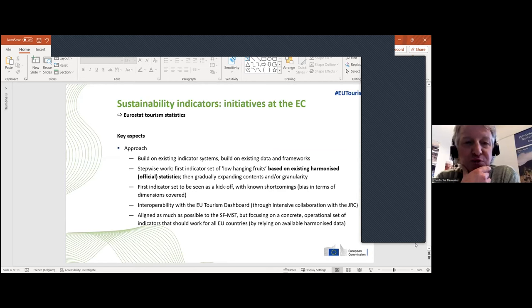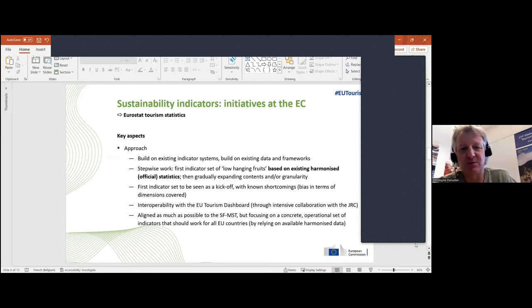Now we come to our work. Some people already mentioned that we also have an initiative on trying to build an indicator system. And as both Graham and Giovanni said before me, there have been many attempts to measure sustainability of tourism. I think 15 years ago, there was a tourism sustainability group at the time, the gender prize. I think it also came out of that. So it's a bit of a long bumpy road to get something.